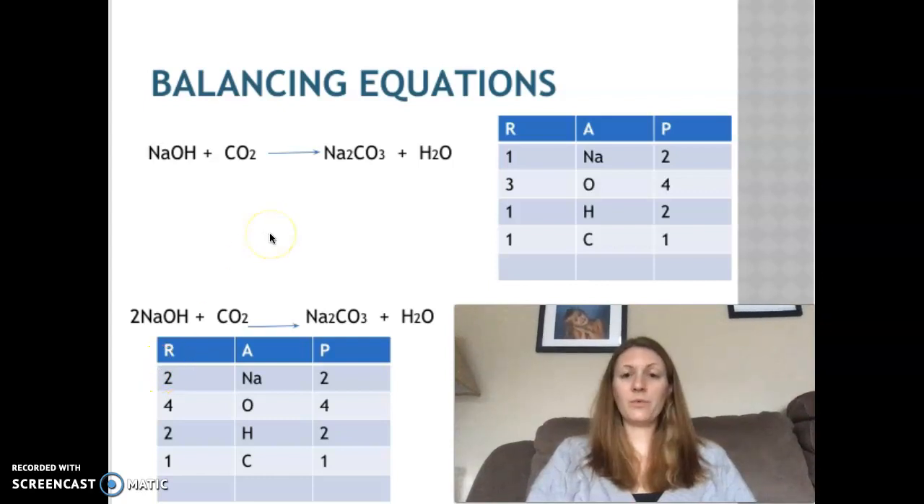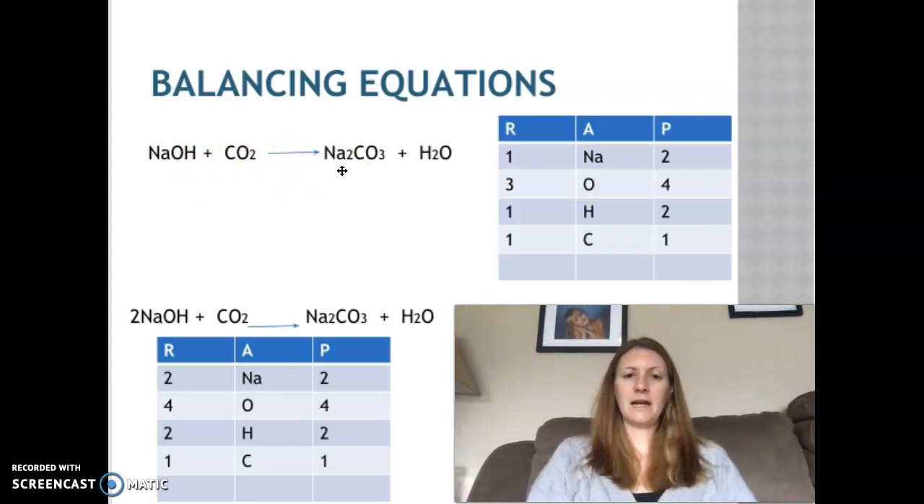All right, here is one more example that we're going to go over, and then I would like you to practice the next couple on your own and post your answers in Google Classroom. So I've got sodium hydroxide, which is NaOH, plus carbon dioxide, giving me sodium carbonate, so Na2CO3, plus H2O. I've put my atoms in the middle, Na, O, H, and C, and then I've counted them up. So 1 sodium, but I've got a total of 3 oxygen because there's 2 here and 1 there, giving me a total of 3. I've got 1 hydrogen and 1 carbon.